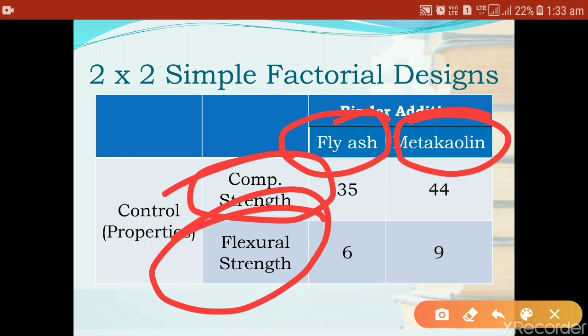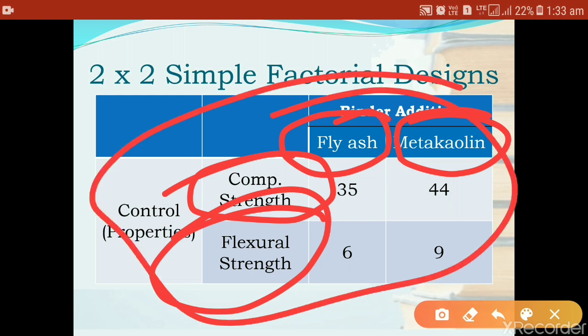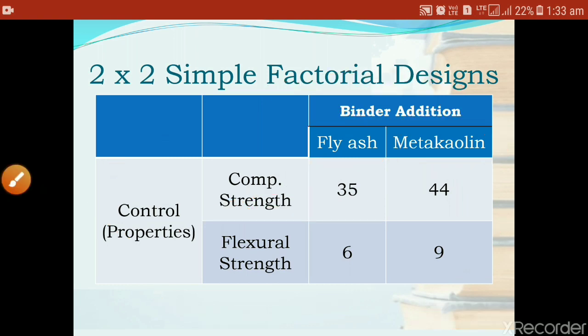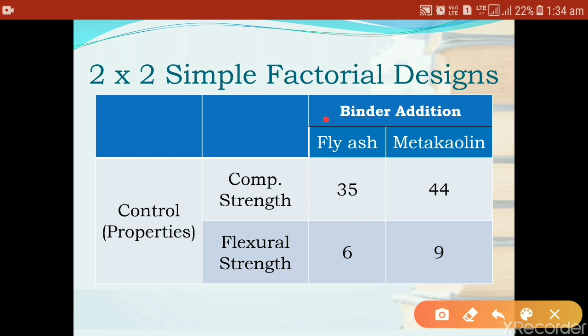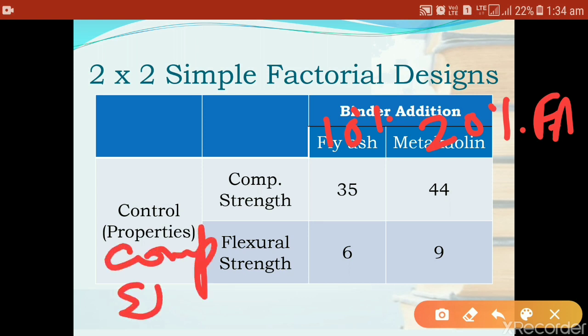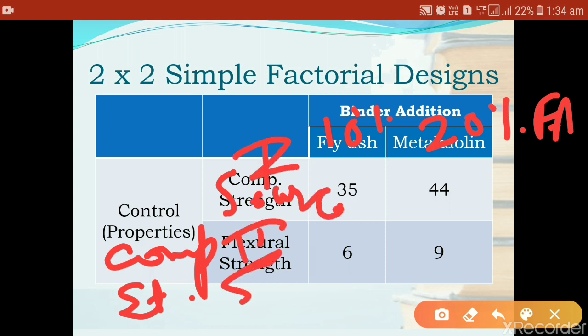So in this way the table would be made and we will get the values for the compressive strength for fly ash mix also, for methacholine also, flexural strength for fly ash also, for methacholine also. So two treatments are there and their effect is calculated. The other thing here can also be that my treatment is, in one I am adding 10% fly ash, in another I am adding 20% fly ash, and I am calculating the compressive strength for first source of fly ash and second source of fly ash.